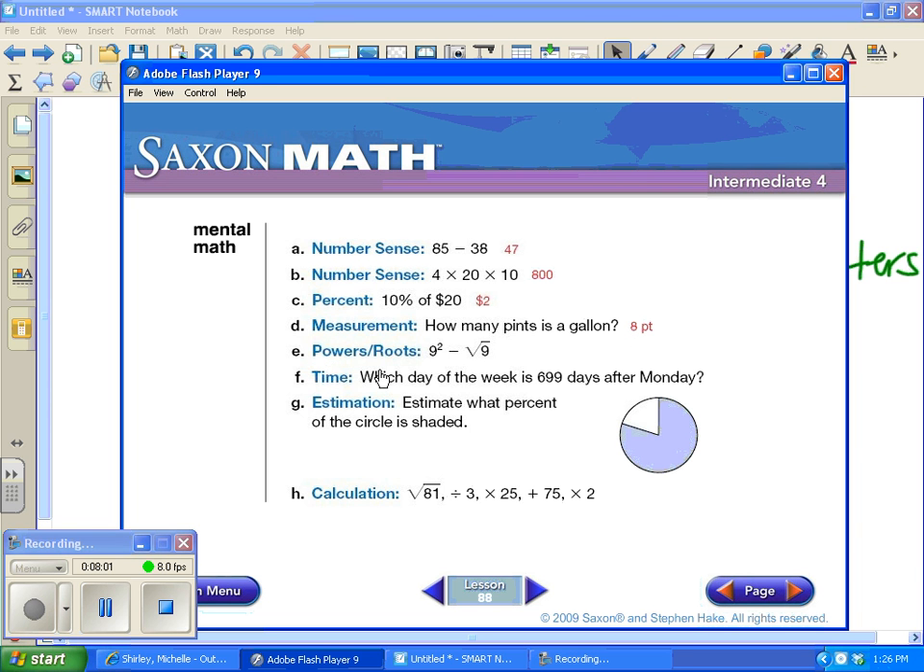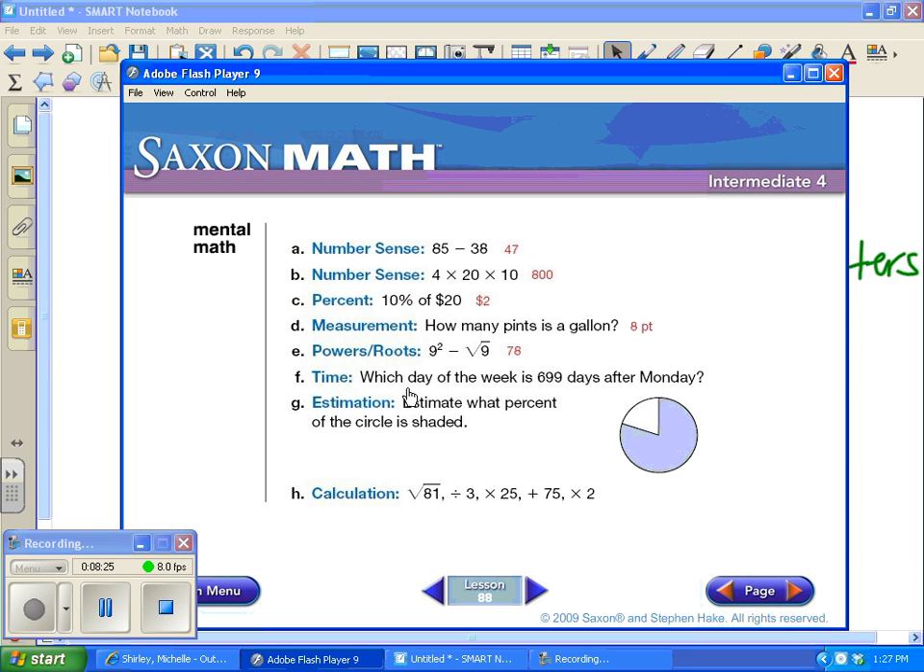Okay? Remember, 9 squared really means 9 times 9, so that's 81. Take away the square root of 9. So if you have a square that has 9 blocks, what is the measure of one of those sides? That's the root, okay? That'd be 3, right? So 81 minus 3, 78.